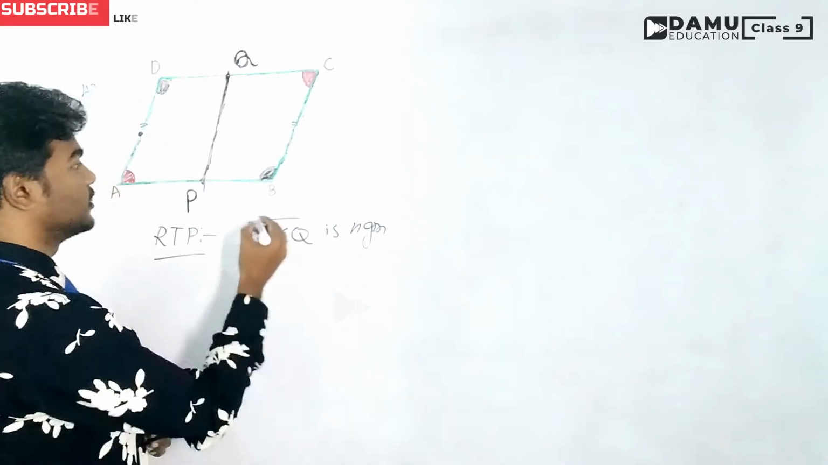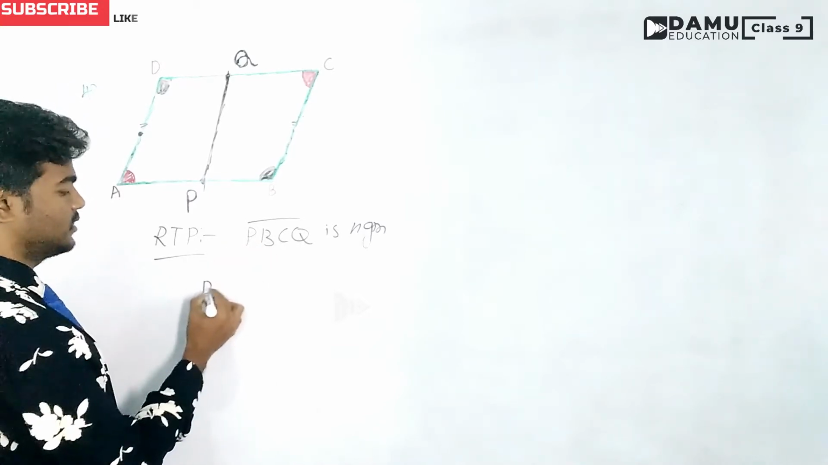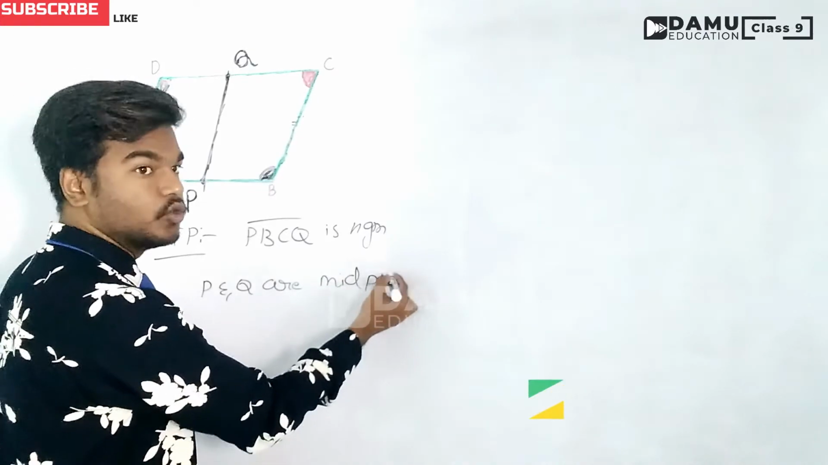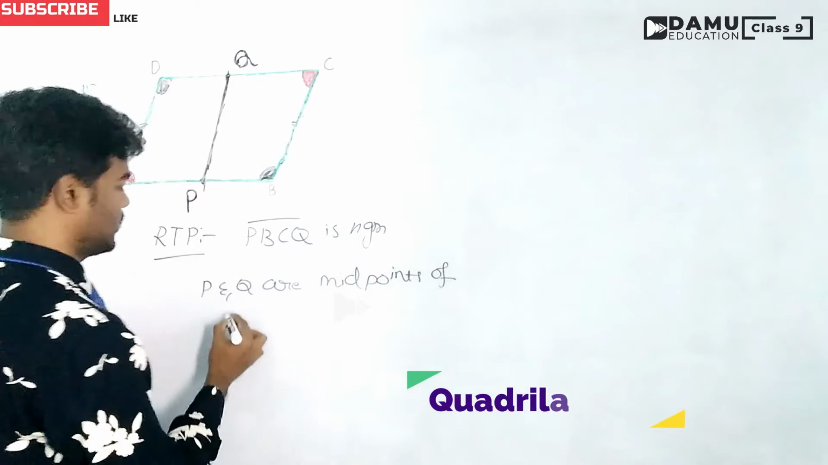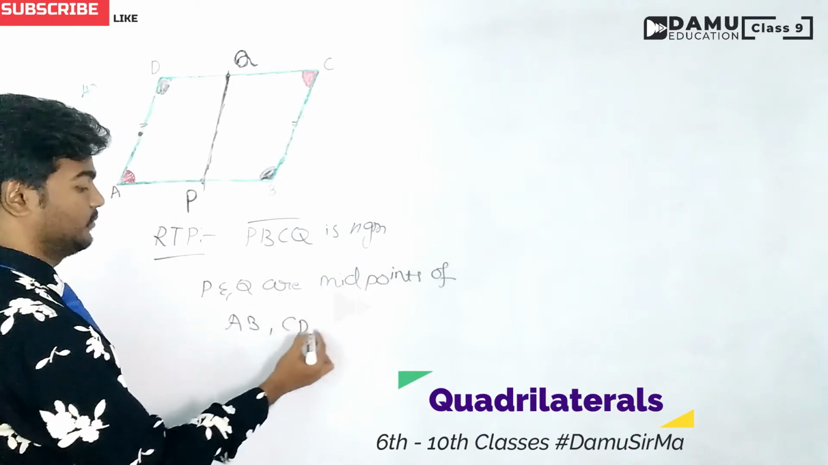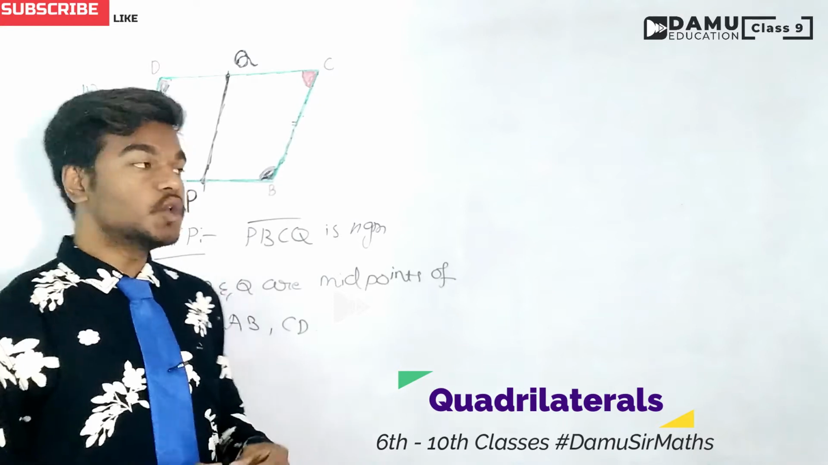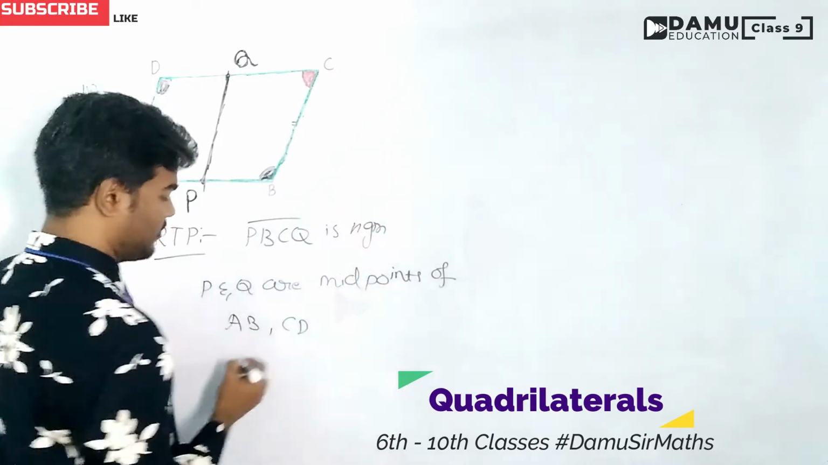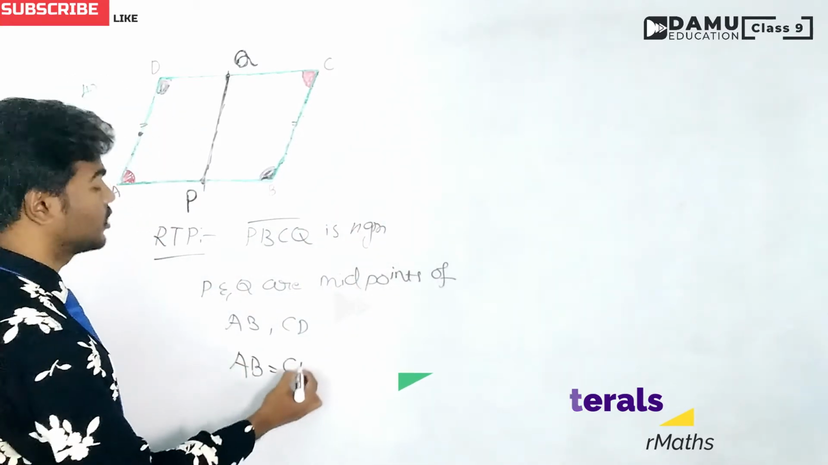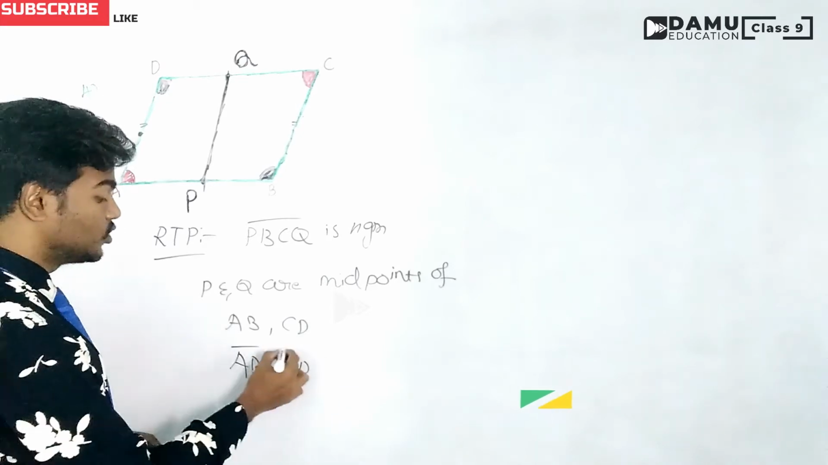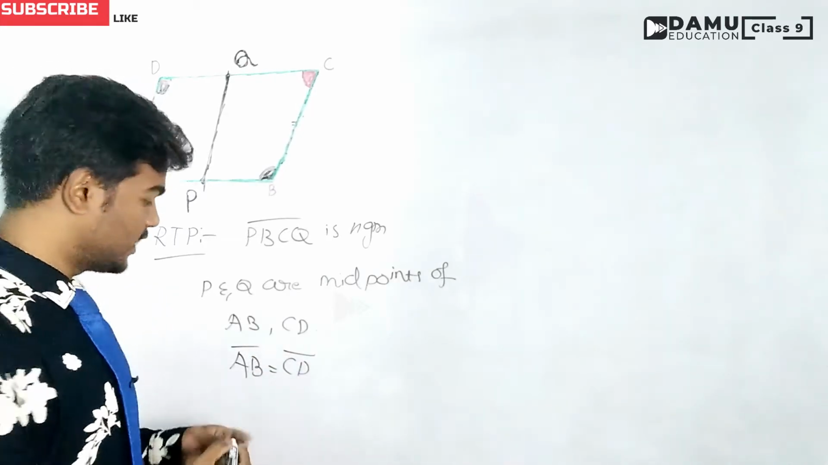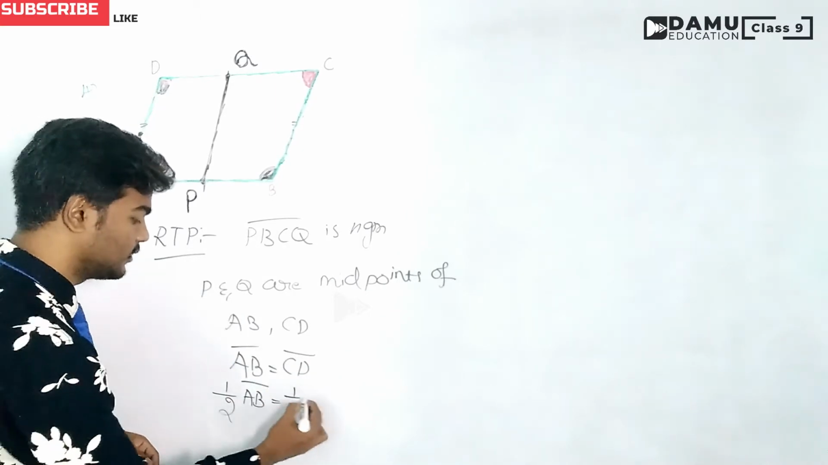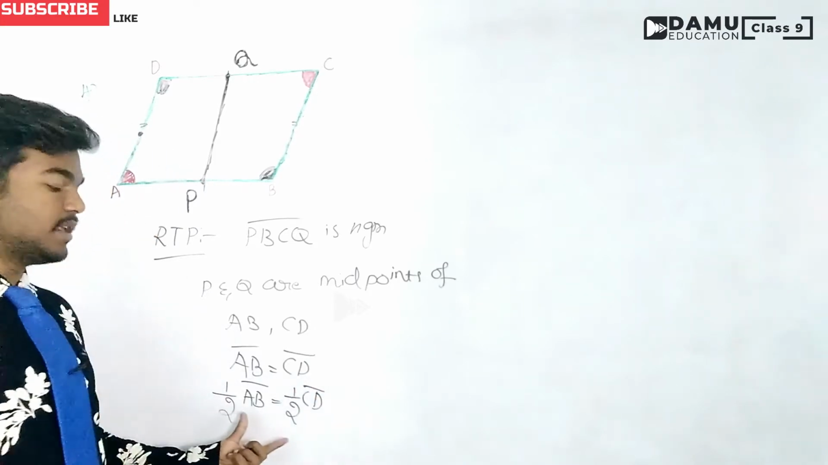So whatever they are given here is that P and Q are midpoints of AB and CD. Let's take AB in the parallelogram. In a parallelogram, AB will be equal to CD. The two sides are equal. Then let's take half of this. Half AB will be equal to half CD.